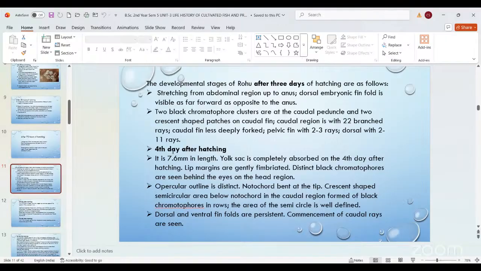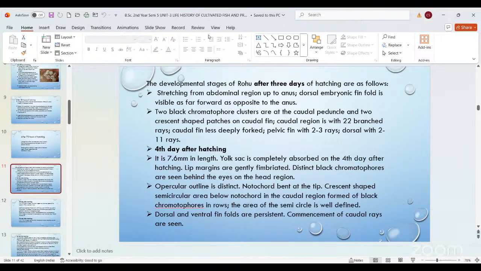Fourth day after hatching. It is 7.6 mm in length. Yolk sac is completely absorbed on the fourth day after hatching. Lip margins are gently fimbriated. Distinct black chromatophores are seen behind the eyes on the head region. Opercular outline is distinct. Notochord bent at the tip.